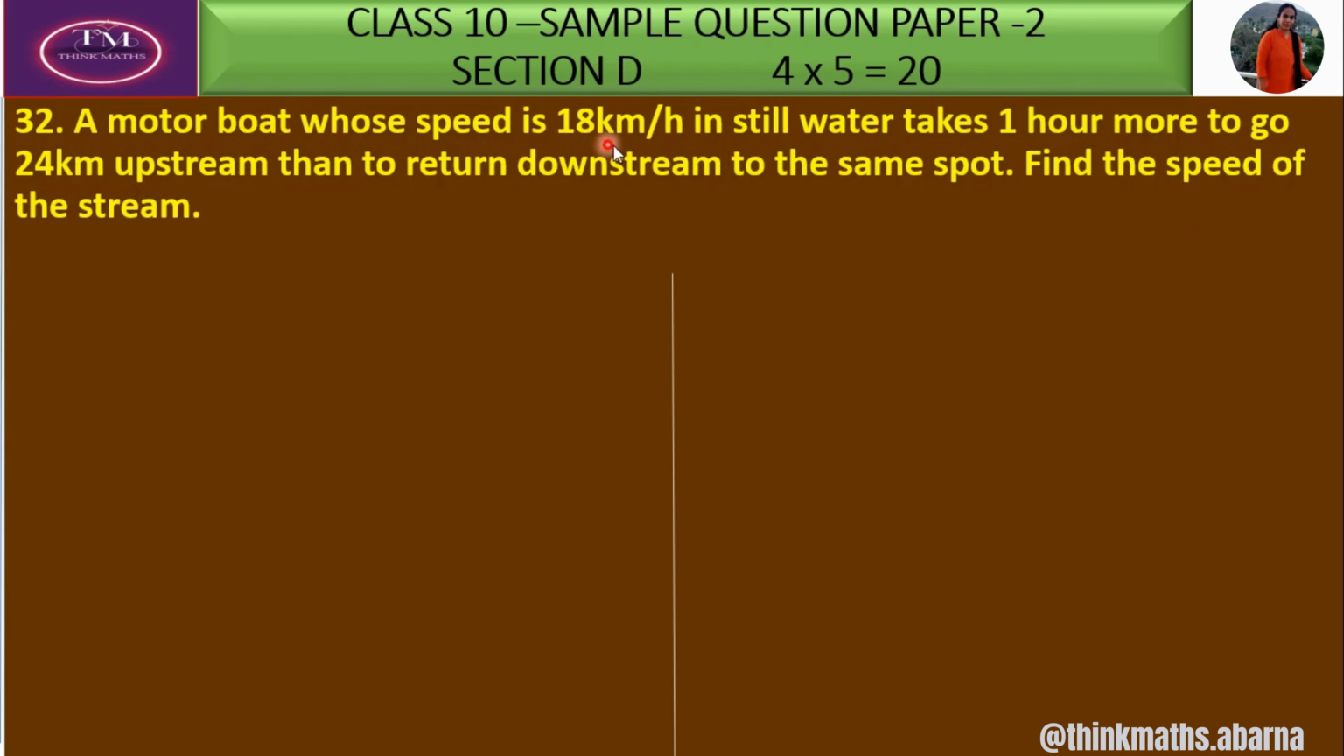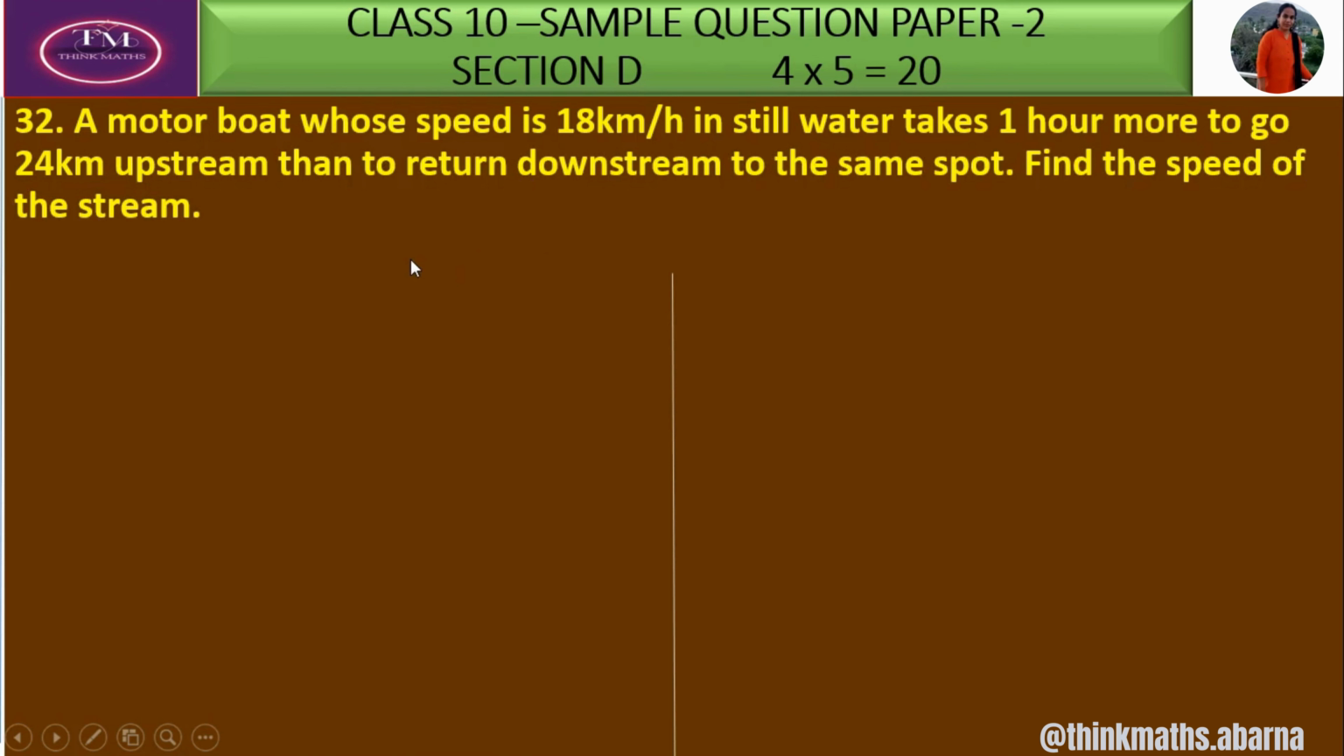The speed of the boat is given and the distance is 24 km. The boat goes upstream and downstream. To go upstream, it takes 1 hour more than downstream. So upstream time is equal to downstream time plus 1. As it is 1 hour more, you get plus 1. With that equation, we have to find the speed of the stream.